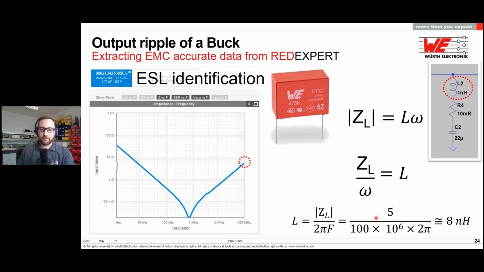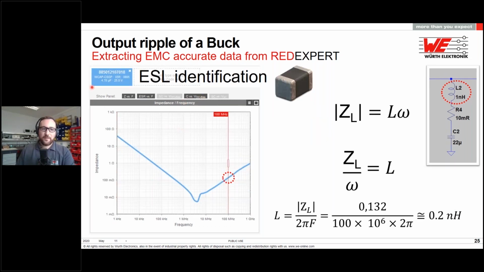So you've got the details of the calculation. For example, this big film capacitor has roughly an ESL of 8 nanohenry, and I get this value from the reading on the curve. If we change the technology for the same value, but another technology, here it's a ceramic capacitor, same value, 4.7 micro, then we get a 0.2. That's almost 2 orders of magnitude less than before. So we're going to see that this capacitor is going to give very different results.